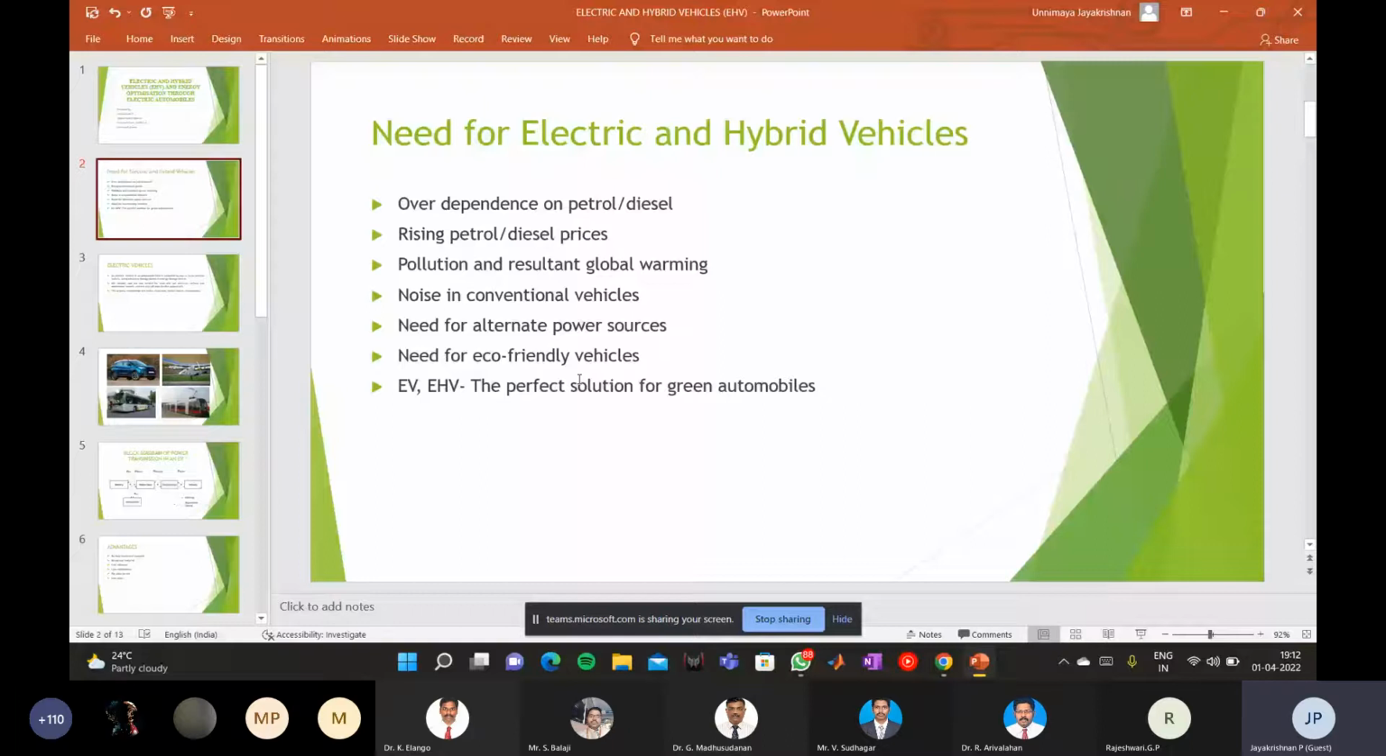This relates to pollution and all. EVs and HEVs are the perfect solution for green automobiles.